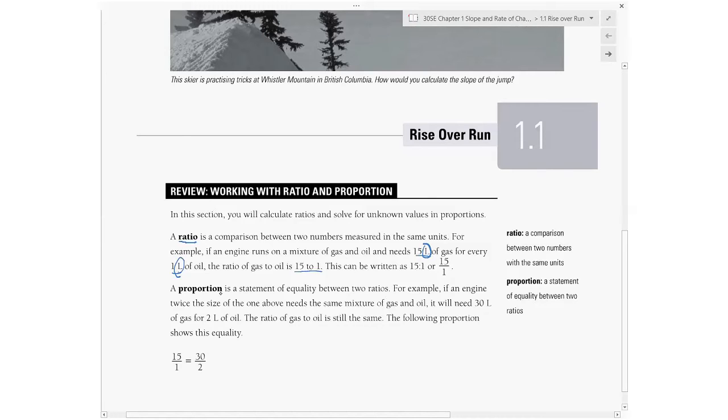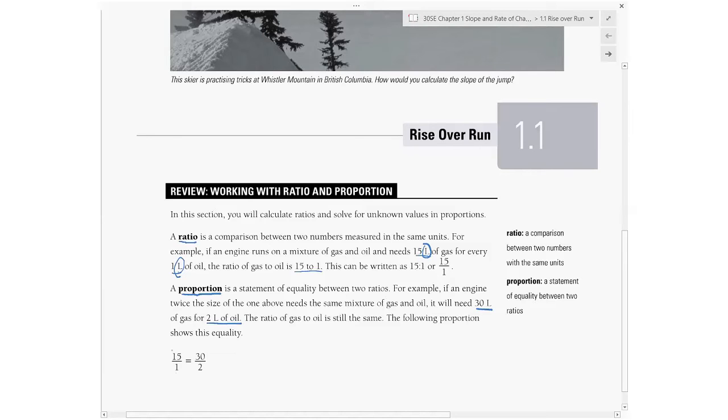A proportion is just a statement of equality between two different ratios. So for example, if an engine twice the size of the one above needs the same mixture of gas and oil, it will need 30 liters of gas for 2 liters of oil. And the ratio of gas to oil is still the same, and this shows the equality. So 15 over 1 is the same as 30 over 2.